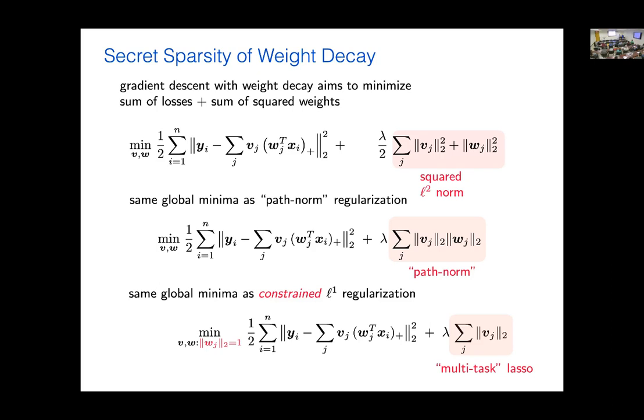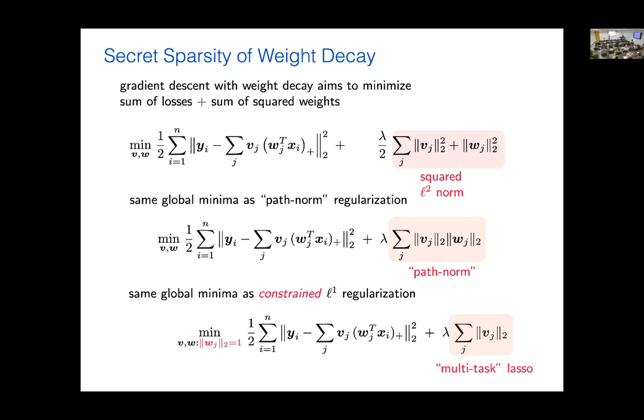So we're doing some stuff. Actually, are these three formulations giving the same result? Yeah, they all have the same global minimizers. Okay, great, thank you. Well, you have to be a little bit more careful.